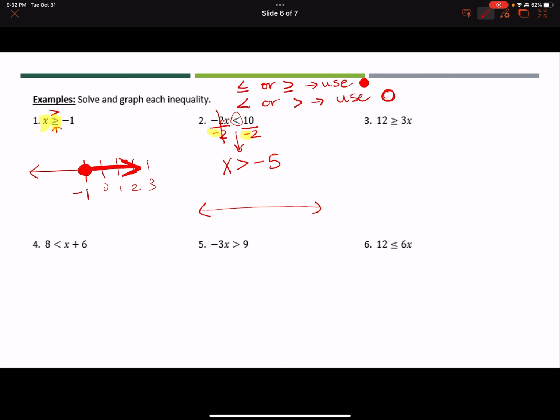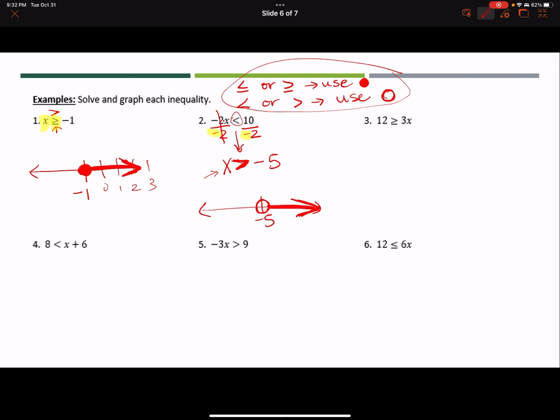So now I'm going to graph it. I'm going to start with a number line. You're going to put -5 on your number line and think about, what do I need? Do I need an open or a closed circle? I need an open circle because it's a greater than, not a greater than or equal to. And is the x on the left-hand side of the inequality? It is. So I can shade the way the inequality symbol is pointing. So I'm going to shade in this direction. And then there's my graph.